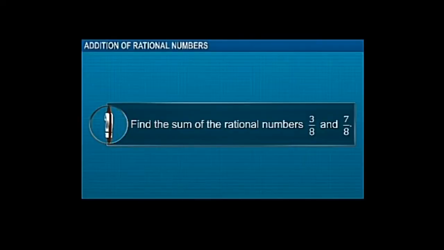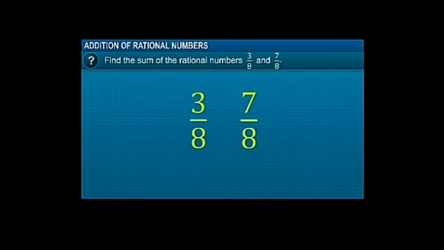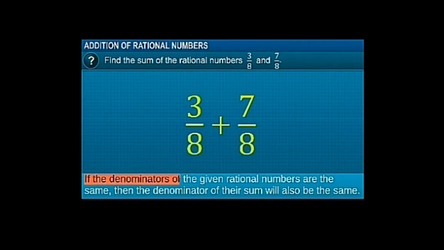Now let us discuss addition of rational numbers. Suppose you are given the question: find the sum of the rational numbers 3 by 8 and 7 by 8. 3 by 8 plus 7 by 8. Both of them have the common denominator 8.